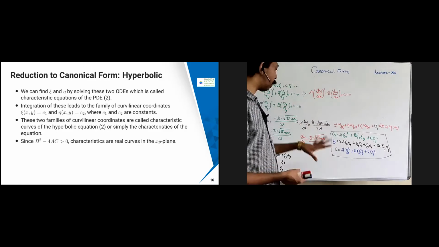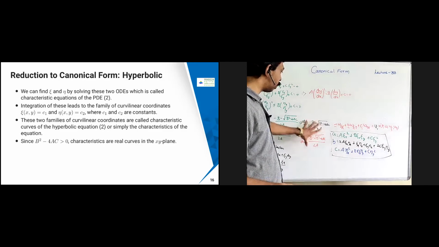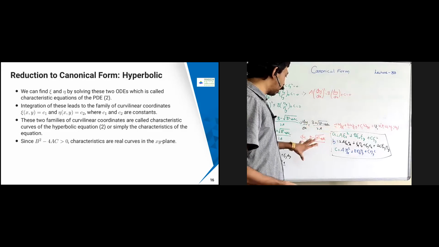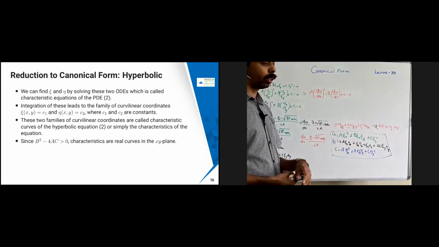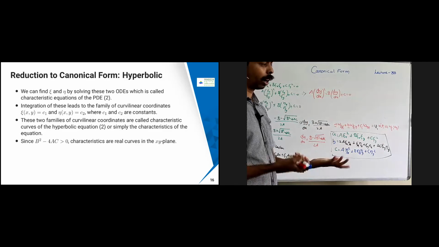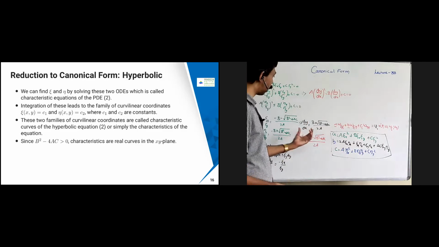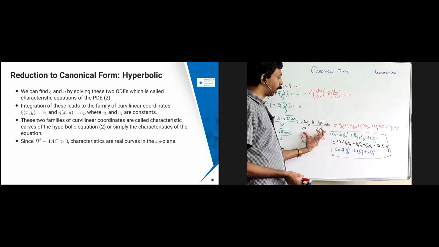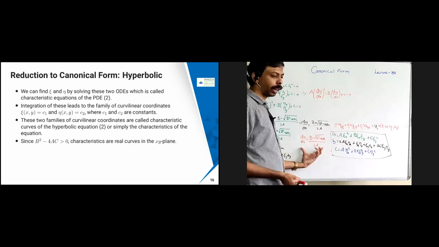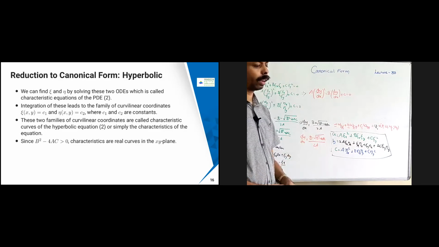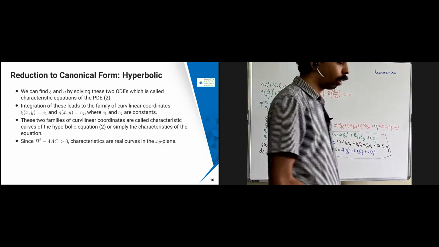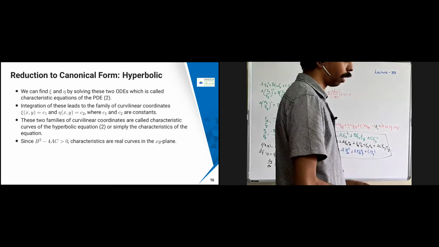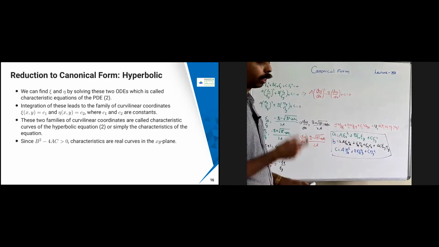So once I solve this equation, I'm going to get chi of x comma y equal to C1, and eta of x comma y equal to C2. These two curvilinear coordinates are called characteristic curves, because once I solve this one I am going to get a curve, and again I am going to get a curve. So those two are called the characteristic curves, or simply the characteristics of the equation.